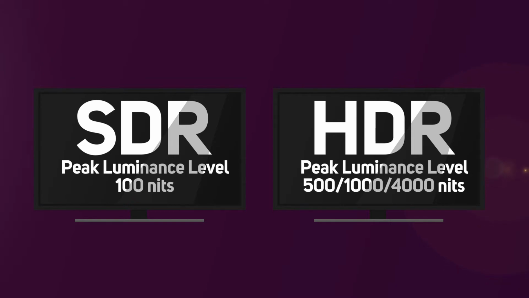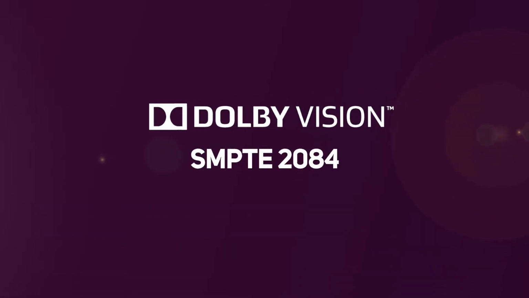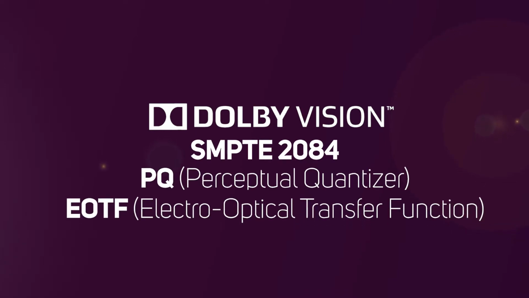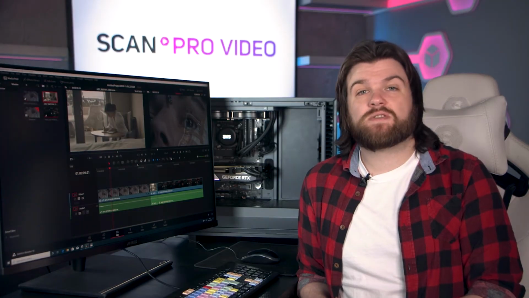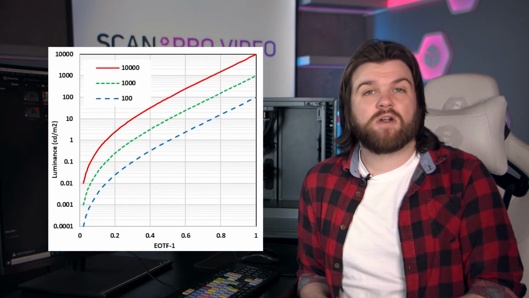There are currently several standards for HDR. Dolby Vision, Hybrid Log Gamma, and HDR10 Plus are the most common. Dolby Vision uses the SMPTE 2084 PQ, or Perceptual Quantizer Electro-Optical Transfer Function, or EOTF. An EOTF describes how digital images are turned into visible light, and can be described as a gamma curve.